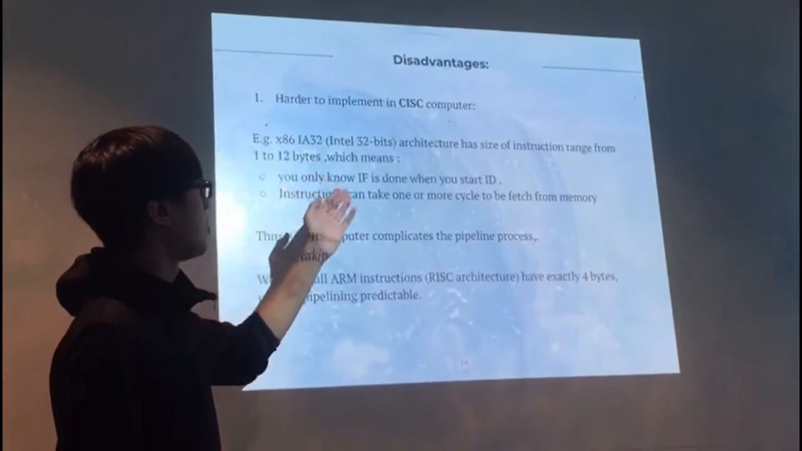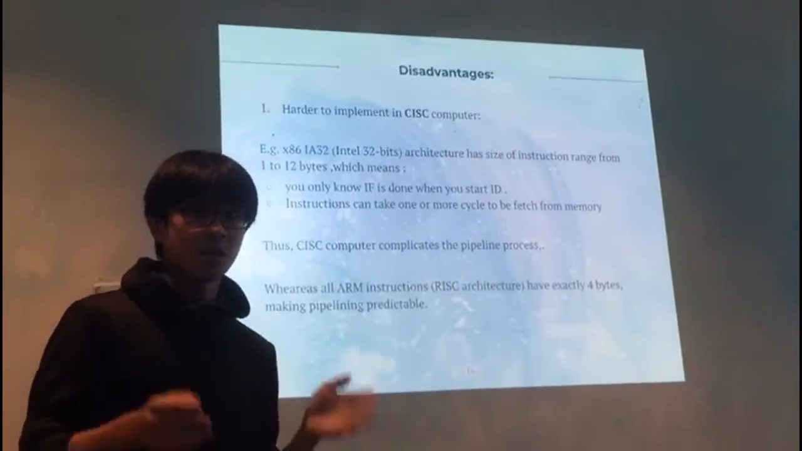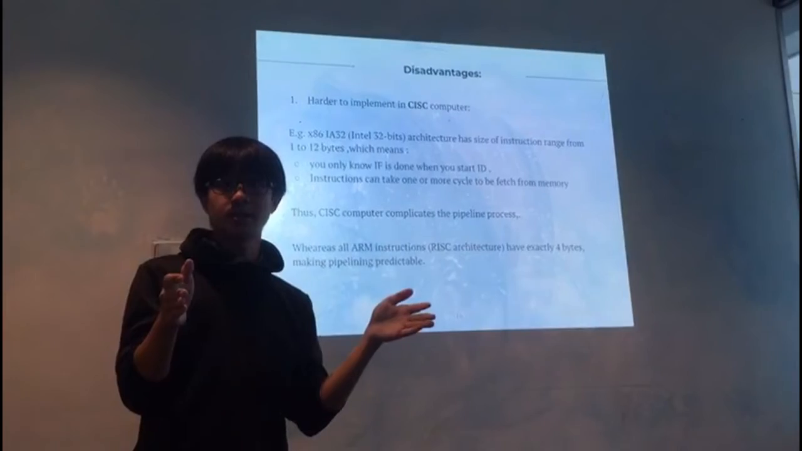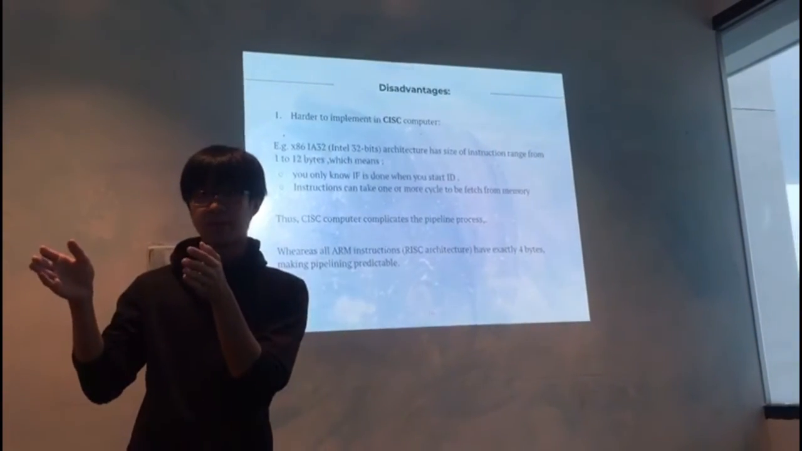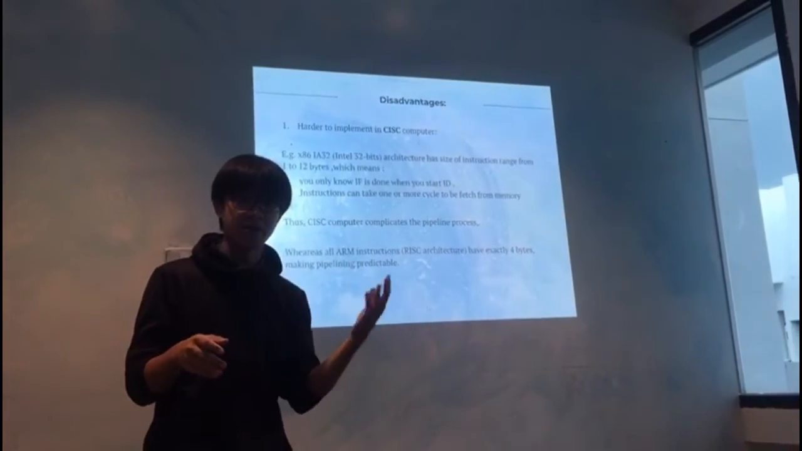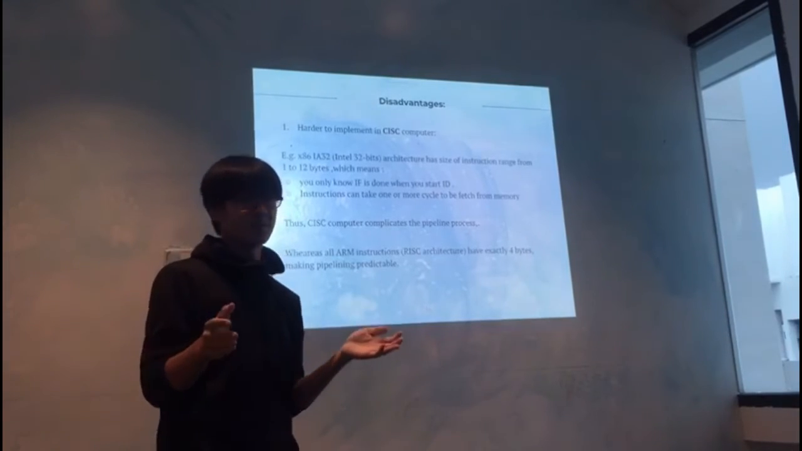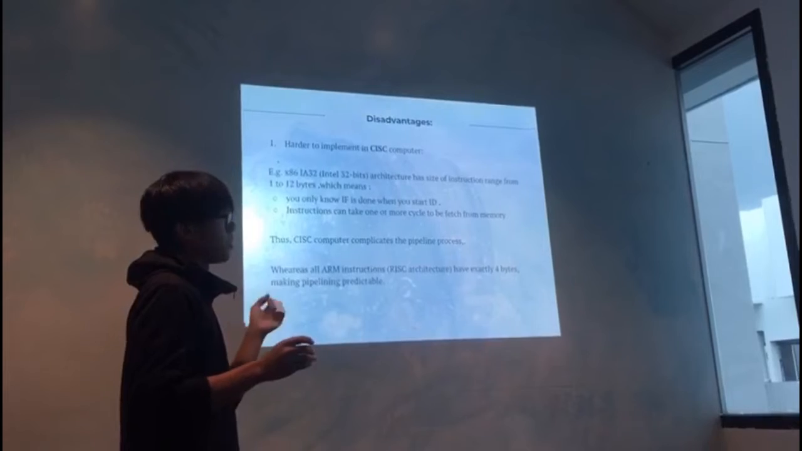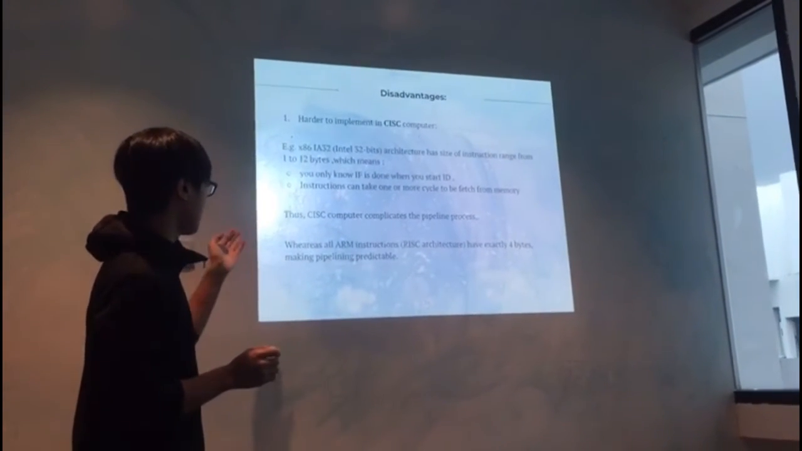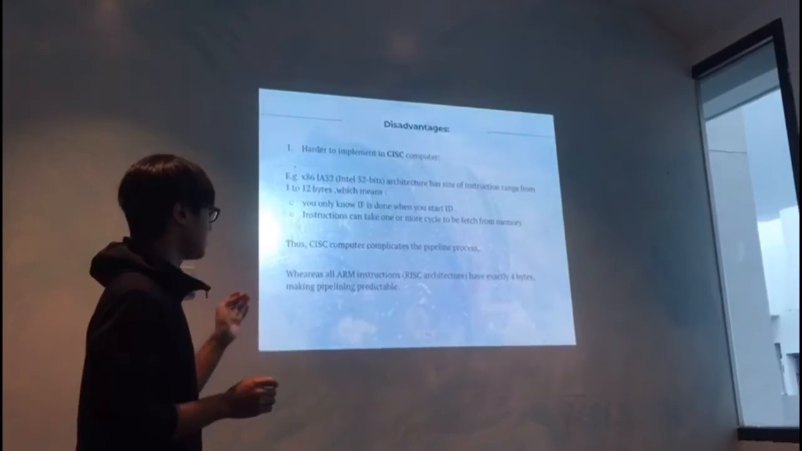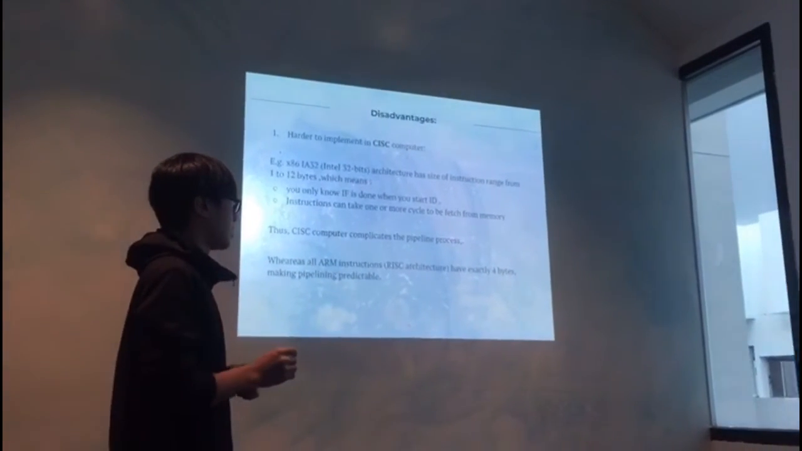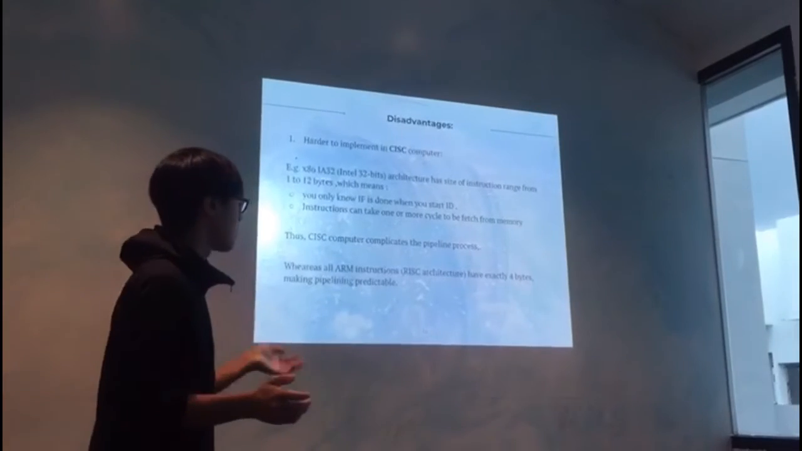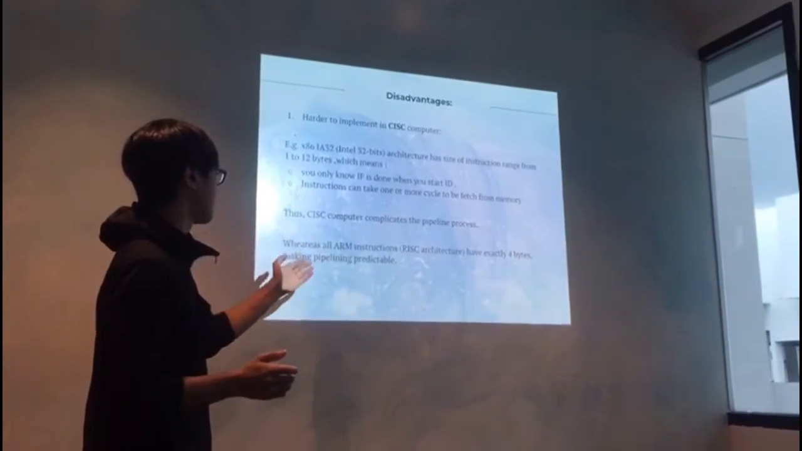An instruction can take one or more cycles to be fetched from memory. Why is that so? For example, if your instruction is 12 bytes, it has to be retrieved from memory 4 bytes by 4 bytes by 4 bytes. Hence, it takes more than one cycle. Thus, CISC computers complicate the pipeline process, whereas all ARM instructions, a RISC architecture, which is reduced instruction set computer, have exactly 4 bytes, making pipelining predictable.